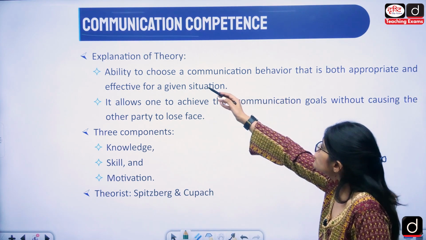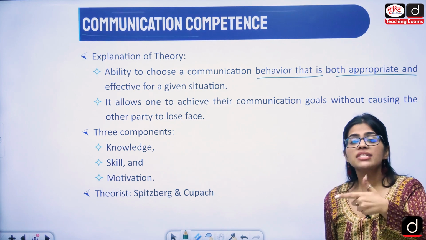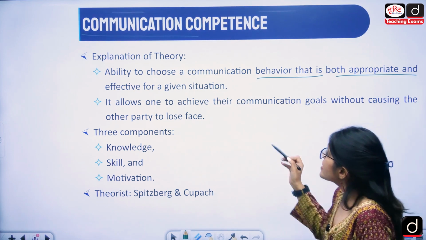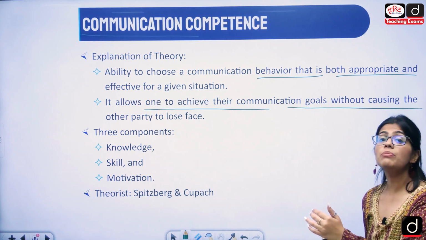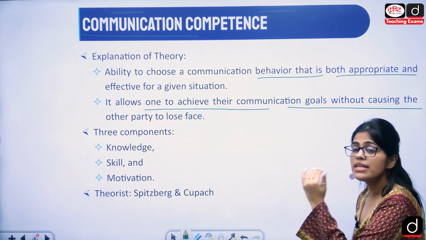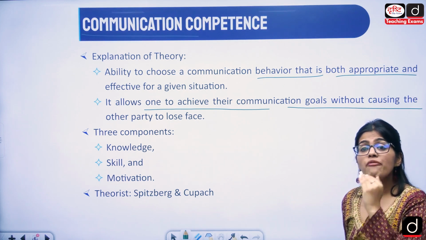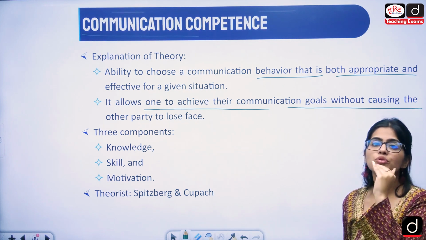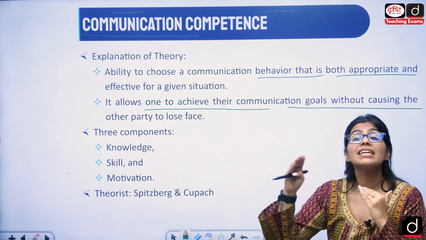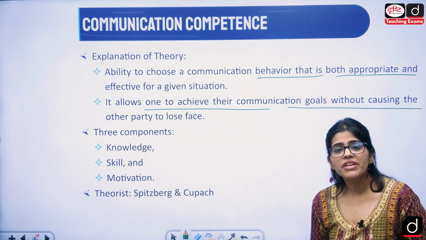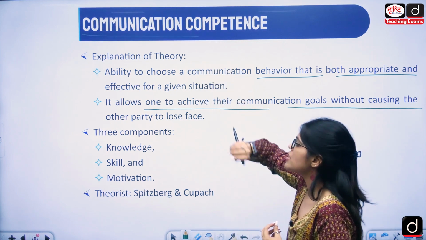This means that you have to choose a communication behavior that is both appropriate and effective to the situation in which you are, right? Then it says it allows one to achieve their communication goal without causing the other party to lose face. So the other party is only going to understand whatever you are saying when you have competence, when you have a proper strategic method to talk, when you have proper behavior to communicate and the other person is clear with it, when there is no entropy, when there are no abstractions in between, then you say that there is communication competence.